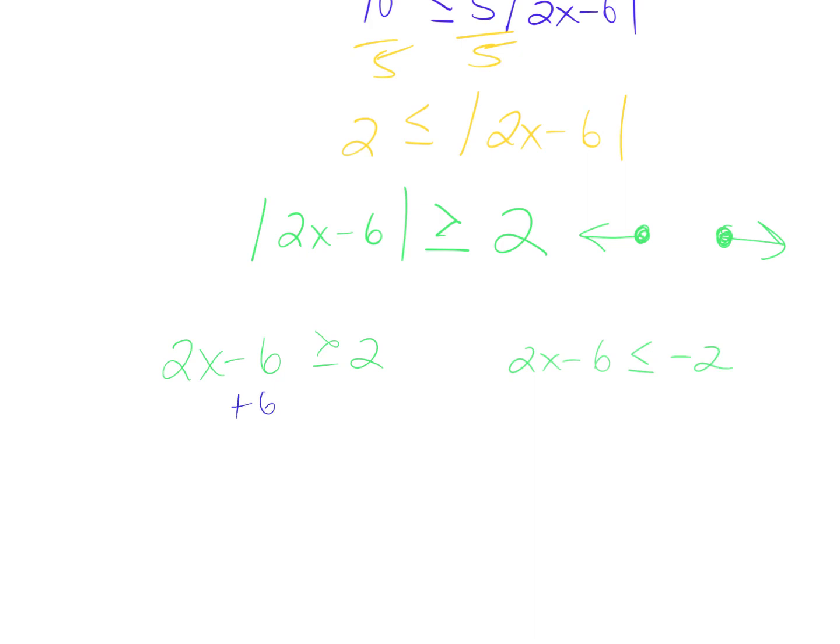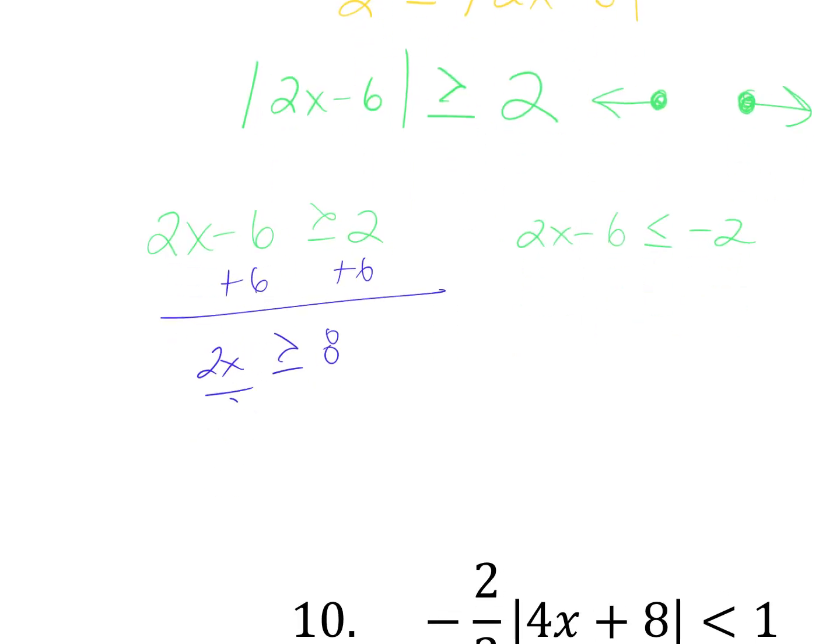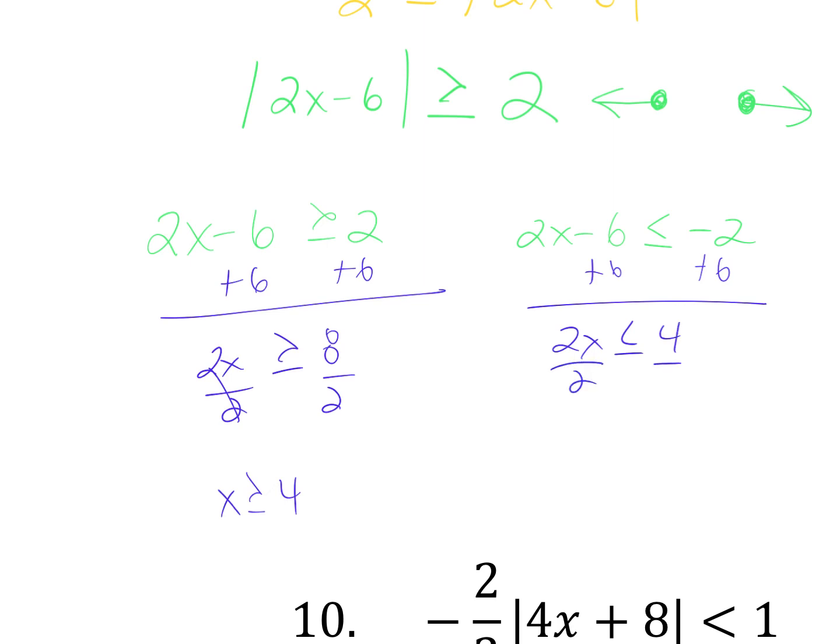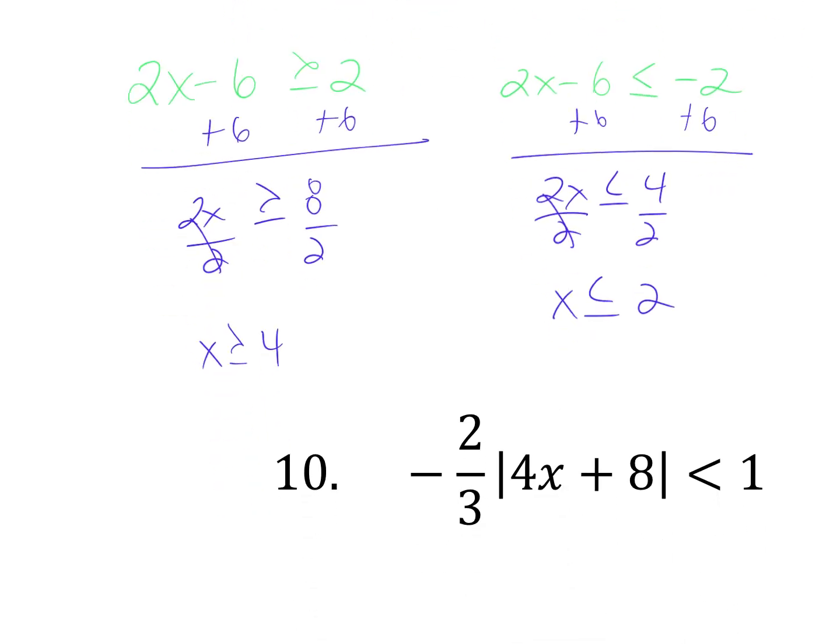So we're going to add 6 to both sides. 2x is greater than or equal to 8. Divide by 2, and x is greater than or equal to 4. Same thing over here. I'm going to add 6 to both sides. 2x is less than or equal to 4. Divide by 2, and x is less than or equal to 2.